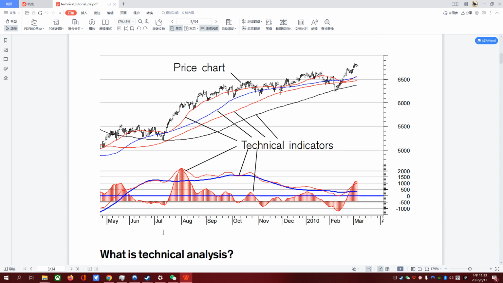Therefore, we should always respect the market. We have to discipline ourselves in understanding how our mentality really affects our behavior. So that is one of the very important aspects of understanding technical analysis.